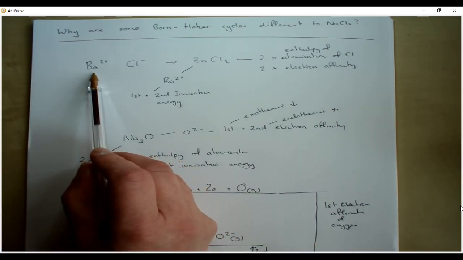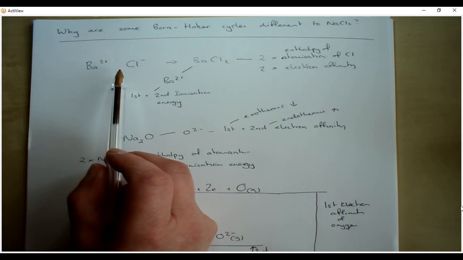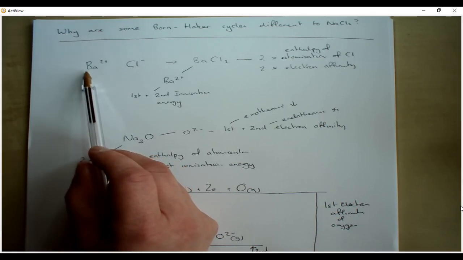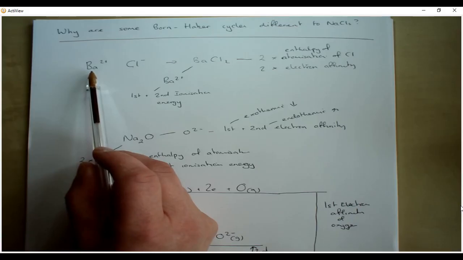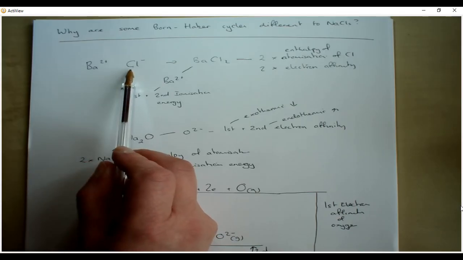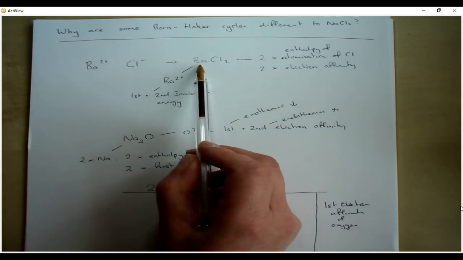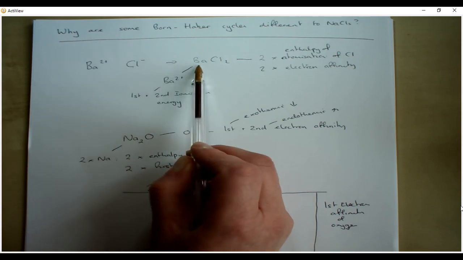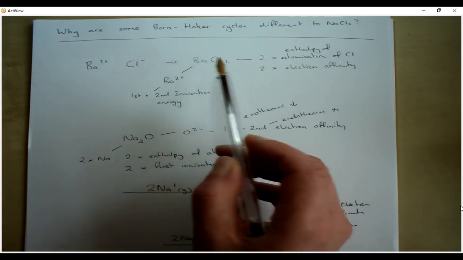The first thing we need to do when we do a Born Haber cycle, if you're not given it in the question, is work out what the formula is. Hopefully we can remember from our GCSE that to work out the formula, we need to know the charge on the ions first. Barium's in group 2, so it's Ba2+. Chlorine's in group 7, so it's Cl-. We've got 2+ for the barium, so we need 2 Cl- to give us 2- as well. That gives us BaCl2 as our formula.